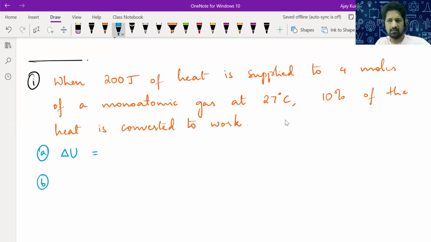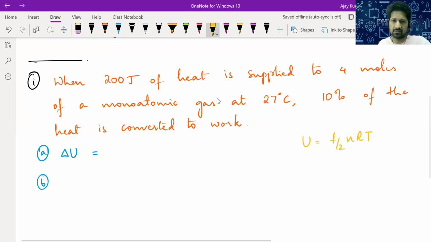You know the formula for internal energy: U is equal to F by 2 nRT. F is the number of degrees of freedom. It depends on the type of gas. Since the gas is already monoatomic, if it continues to remain monoatomic, degrees of freedom will not change. And you assume that the number of moles is also not changing. We are not introducing extra gas, and we are not allowing the existing gas to escape either. So F and n remain constant.